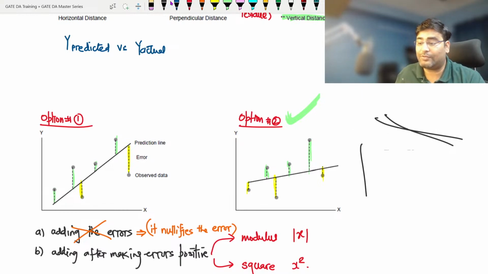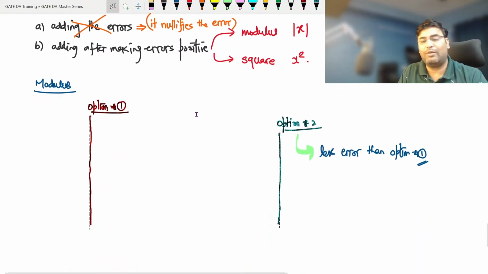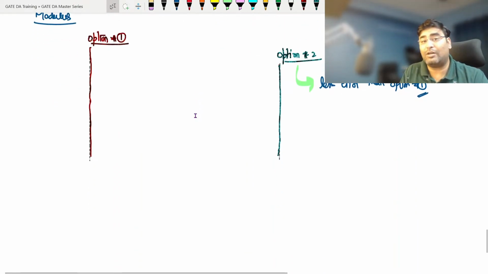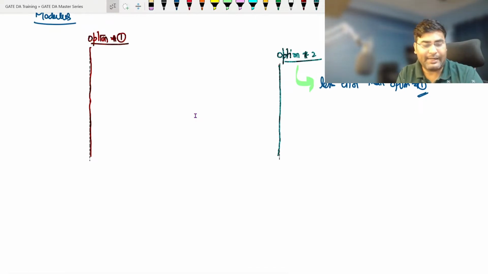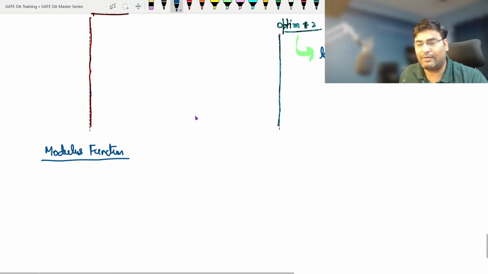Second issue with the modulus function is that modulus functions are non-differentiable. You ask any mathematics professor, they will say that handling modulus function for maxima minima is a nightmare. And I'll give you the exposure to that as well. Don't worry about it. So let me start with a little background on the modulus function. It's just a refresher for those who are a little bit missing on this.